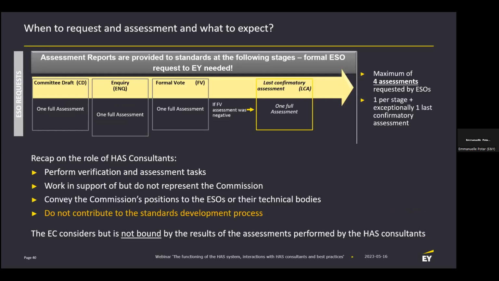As Frédéric already mentioned, there are 4 stages where you are allowed to request an assessment. Inquiry and formal vote are mandatory, but of course, you're fully encouraged to also request it already at committee draft. After the formal vote, assessment is performed by the HAS consultants. If it is a negative assessment, you are allowed to request a new assessment, called the last confirmatory assessment, and that will be done before publication and after the formal vote.